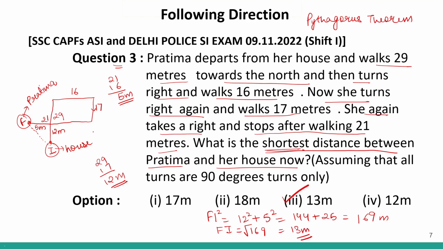So whenever you get the concept of finding the, let's say, the aerial distance or the shortest distance or the straight line distance, this all indicates that we have to use the concept of Pythagoras and answer accordingly.